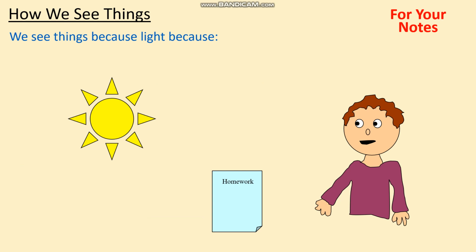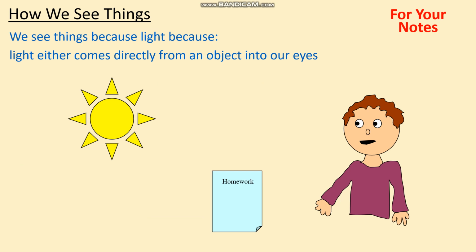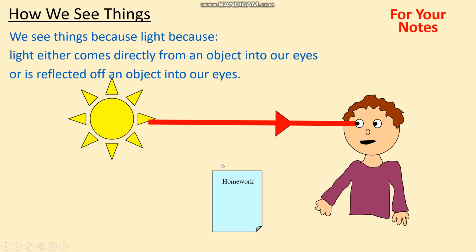How we see things. We see things because light does one of two things. Firstly, light can either come directly from an object into our eyes. So if you consider the situation here, we've got a person and light coming from the sun. The light's going directly into that person's eyes so they can see the sun. Or you can see an object such as this little bit of homework, where light comes from a light source such as the sun, hits that object and then reflects into the person's eyes.